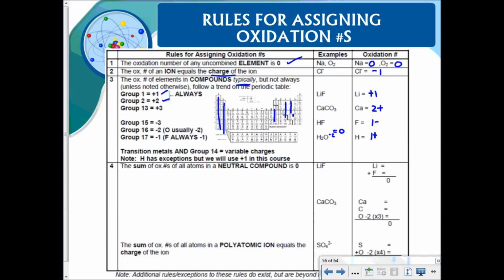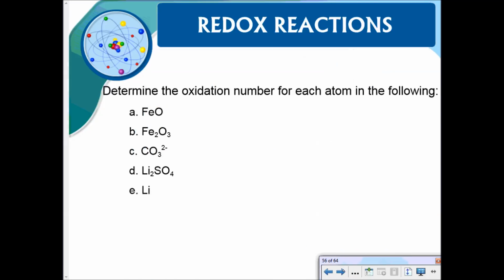The sum of oxidation numbers of all atoms in a neutral compound is 0. You already know this from nomenclature, that all the charges for a compound add up to 0. Now for an ion, particularly a polyatomic ion, it doesn't equal 0. It equals the charge on the ion. Sulfate is 2-, so the charge on that polyatomic ion is 2-. But for the compound lithium fluoride, the overall charge on the chemical formula is 0.